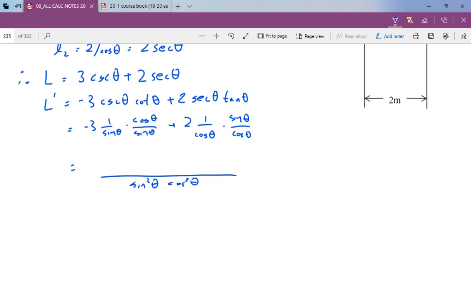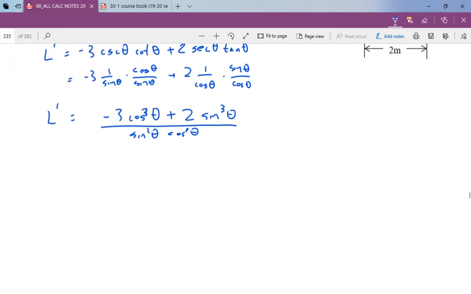Sine squared theta, cos squared theta. We're going to multiply that first term up and down by cos squared, which gives me negative 3 cos cubed theta plus 2 sine cubed theta, is equal to L prime.